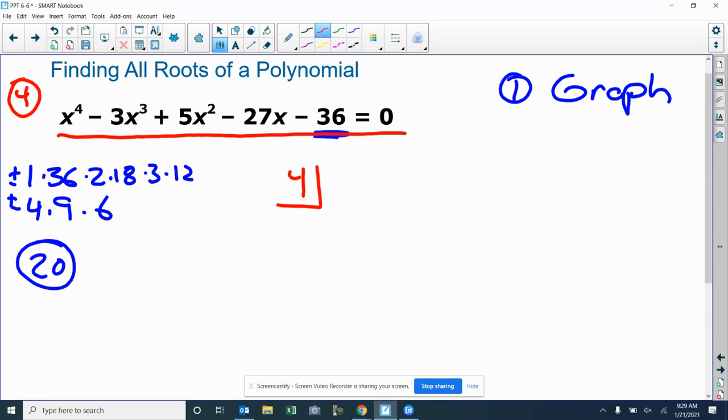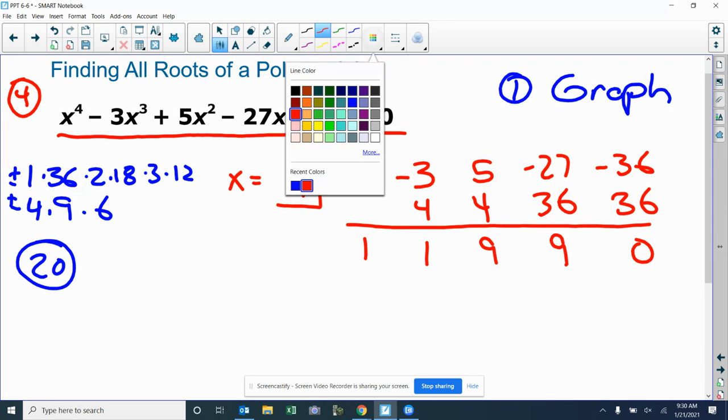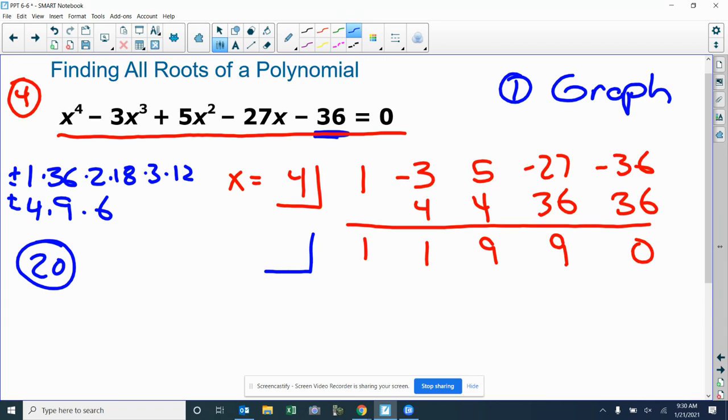Drop 4 in the box. We got 1, -3, +5, -27, and -36. 1 comes down, that gives me 4, that gives me 1, that gives me 4 there, which gives me 9, that gives me 36, gives me 9, which gives me 36. Awesome. So we're down, we got 1. We got to find another one before we can use the quadratic.